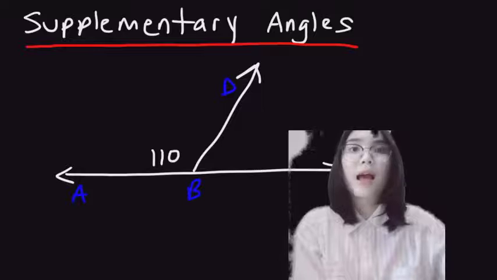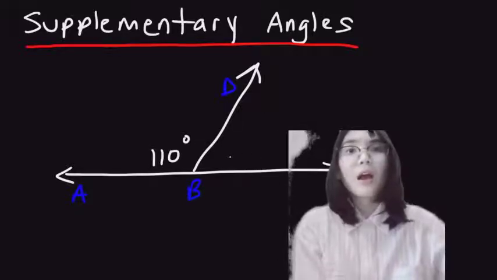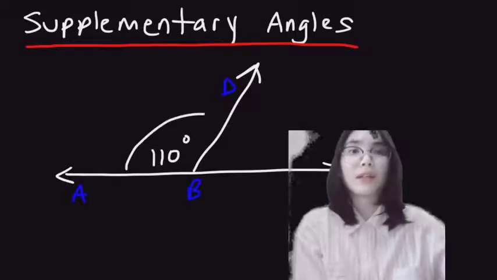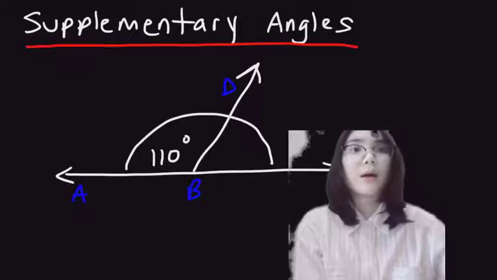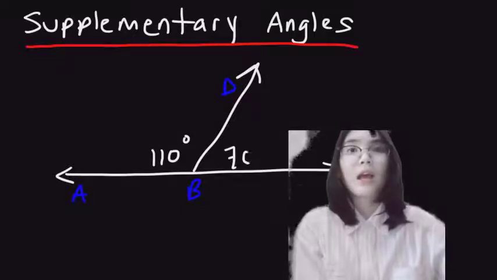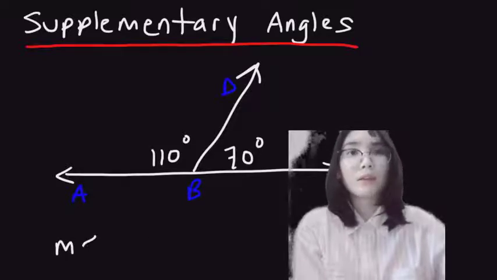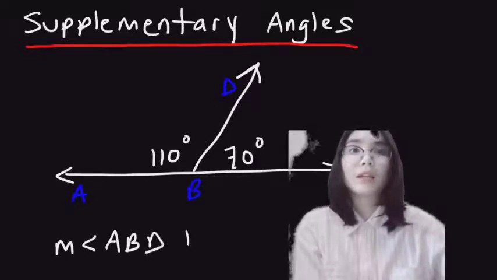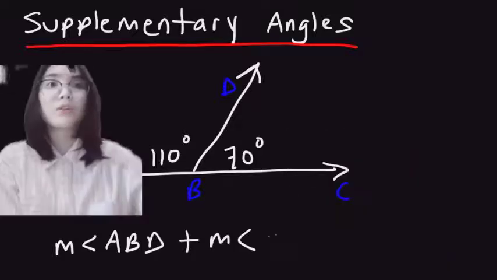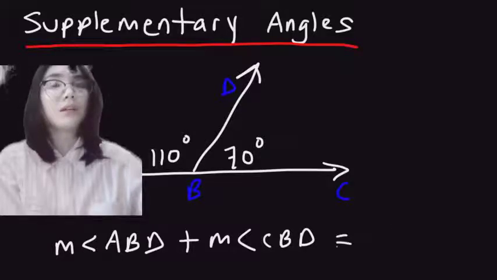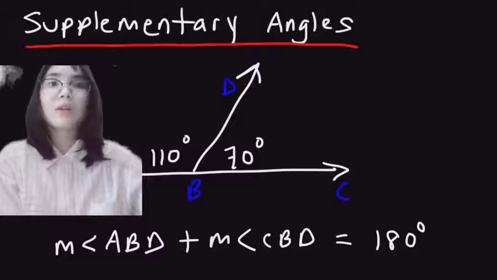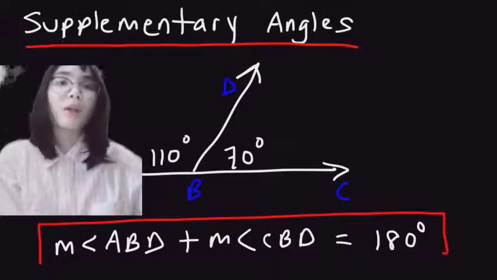Let's say angle ABD has a measure of 110. So we now remember a straight angle is 180. So 110 plus what number is 180? This has to be 70. So because the measure of angle ABD and the measure of angle, let's call this CBD, because they add up to 180, we could say that those two angles are supplementary angles.